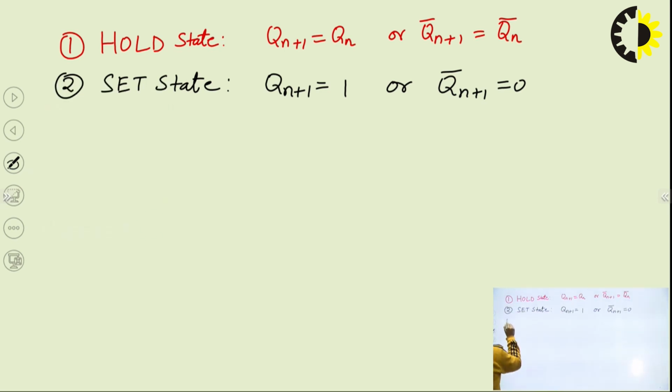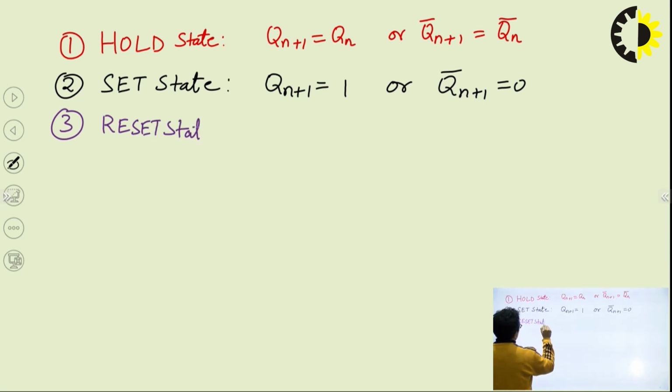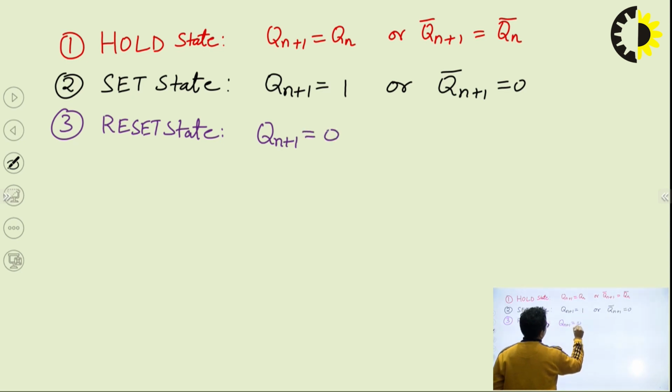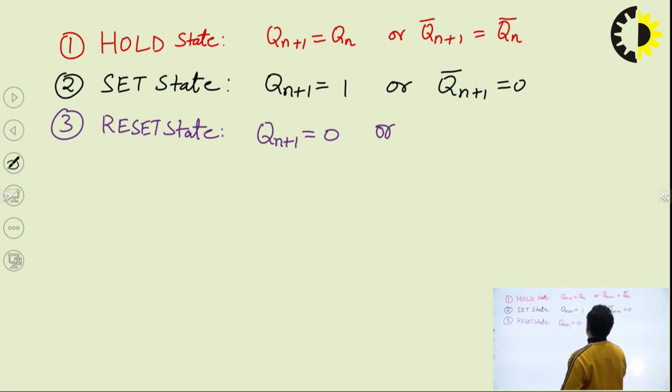The next possible state for the latch is the reset state. Now in the reset state, by seeing the word reset, one can easily conclude that its output value is 0. So if Qn plus 1 is 0, definitely Qn plus 1 complement will be 1.